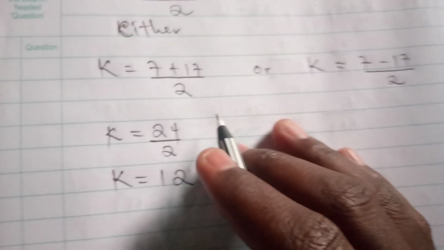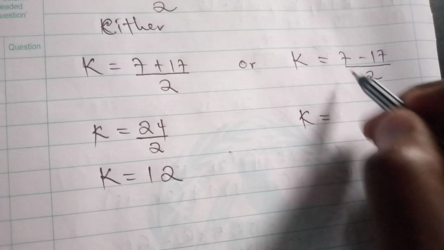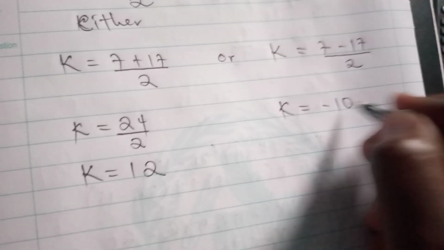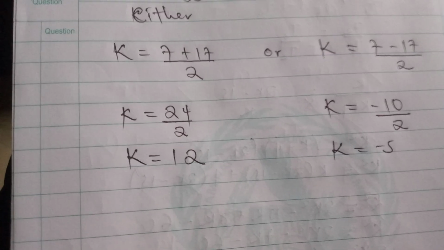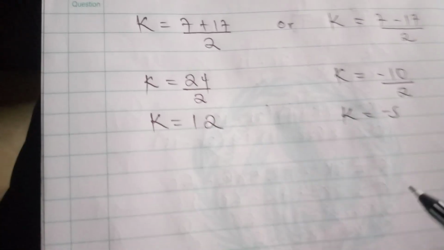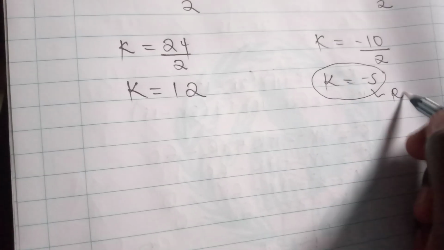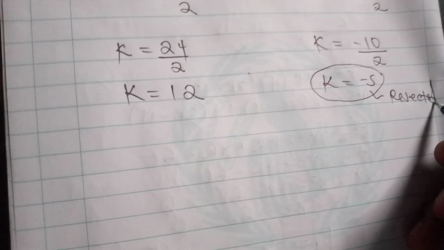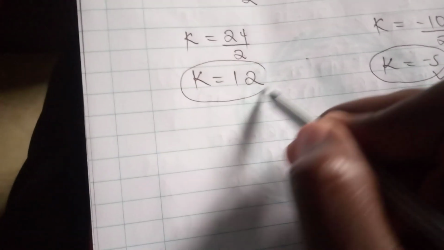So you also have to show this part. So k is equal to, when you subtract it there, you are going to obtain negative 10 over 2. So k is equal to negative 5. Now looking at the question, they are saying the value of k is a positive constant, meaning this value, the one having negative, is rejected, meaning our correct answer is C, positive 12, which is accepted.